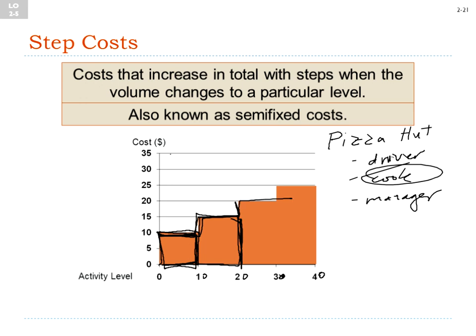So again, if business is within this range, you need one cook. If business is within this range, you're going to need 2 cooks. And if business grows to this range, you're going to need 3, and this range 4. All right. So those are steps where you can't cut it down incrementally.